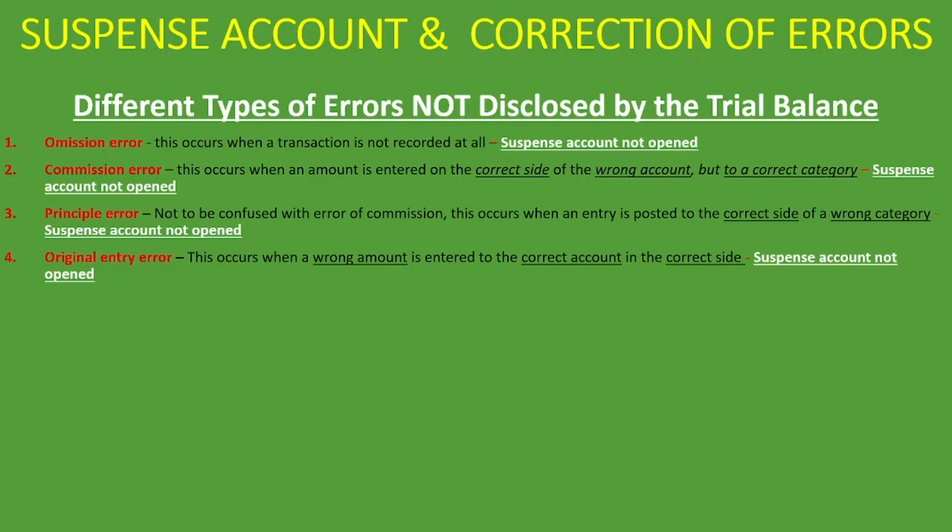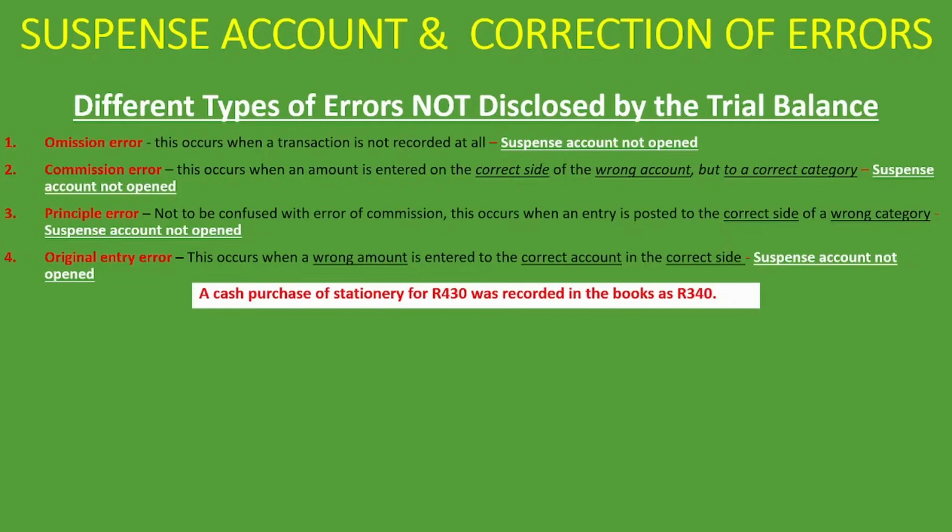All right, the correct account is recorded and they are recorded on the correct side. What should have been debited was debited, what should have been credited was credited. And here's an example. A cash purchase of stationery for 430 Rand was recorded in the books as 340 Rand. What do we do in this case? Well, what we notice here is that we bought stationery for 430 Rand on cash. That means we should have debited stationery because stationery is an expense, and credited bank because we bought it on cash. That's what we should have done. And we should have put the amount as 430, but in this case we put the amount as 340, so we made a mistake with that.